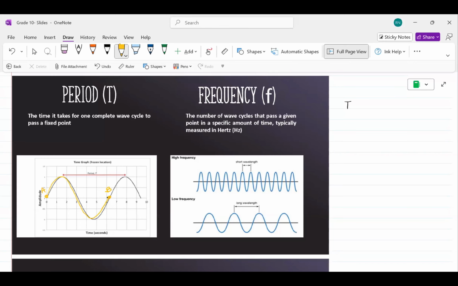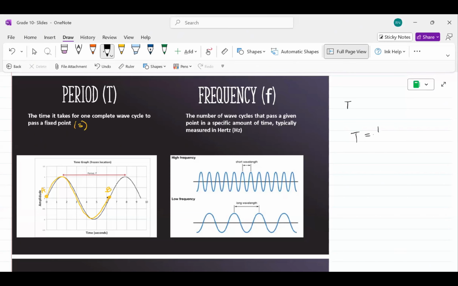The frequency is the number of wave cycles that pass a given point in a specific amount of time. And this is measured in hertz. So period is measured in seconds, and frequency is measured in hertz. Now, there's a very nice relationship between period and frequency. They're inverses of each other.